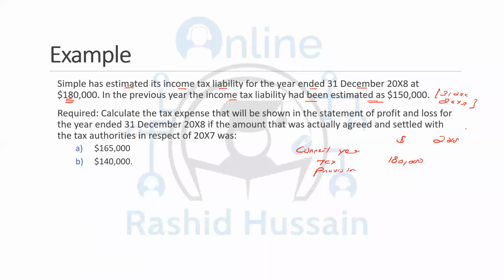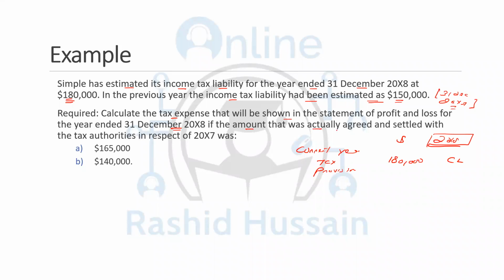In the previous year, it was 1,50,000. Previous year simply means 31st December 20x7. What is the requirement? Calculate the tax expense that will be shown in the statement of profit or loss for the 31st December 20x8. This is the year we are currently talking about. So this is the current year tax charge, 1,80,000, which is your current liability.